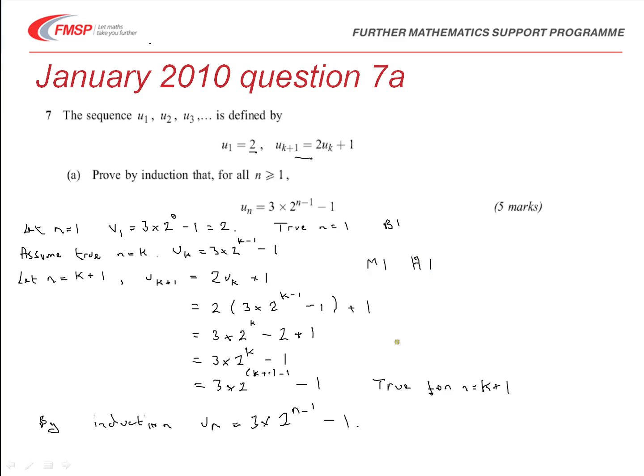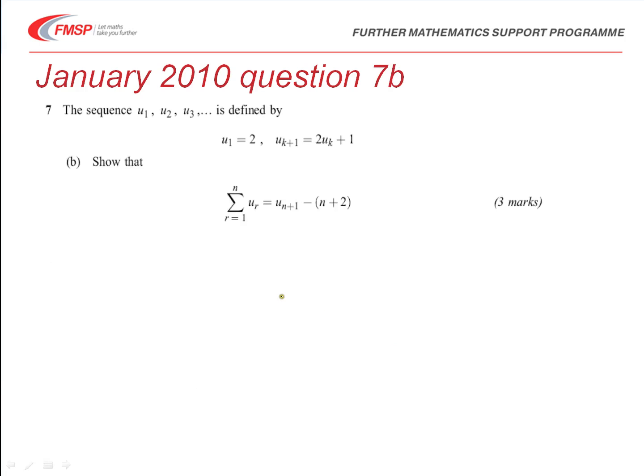And then simplifying it down to 3 times 2 to the k minus 1 will get us a mark there. And then finally, for showing that we understand the inductive process and making a statement appropriately, will give us a mark to finish off with. Okay, so that gives us our 5 marks for that part of the question.